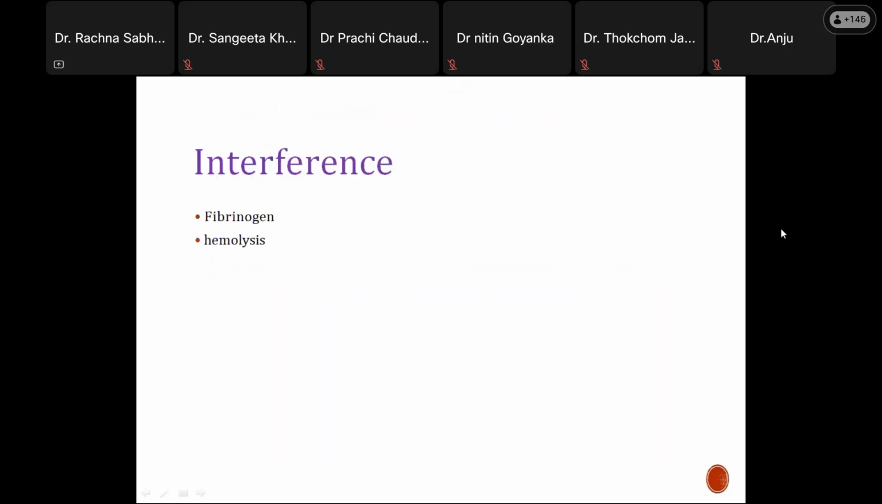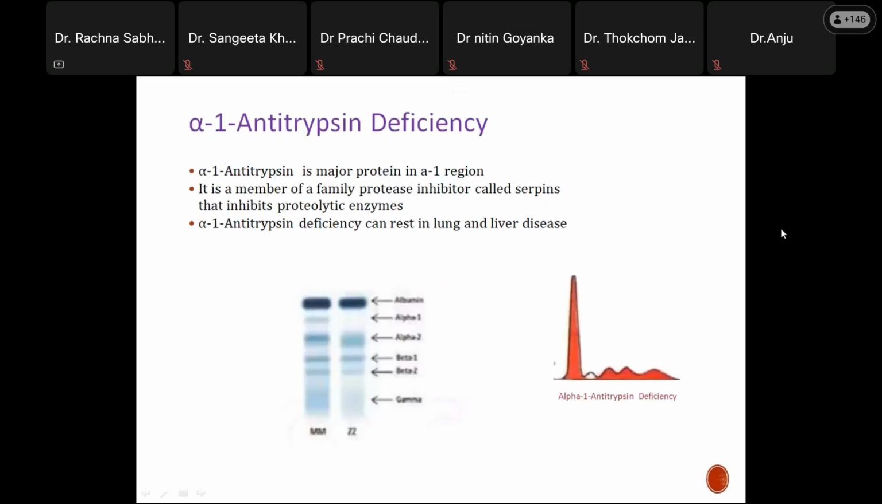Fibrinogen interferes, so you should ensure that there is no hemolysis. No hemolyzed sample should be entertained for performing this test.